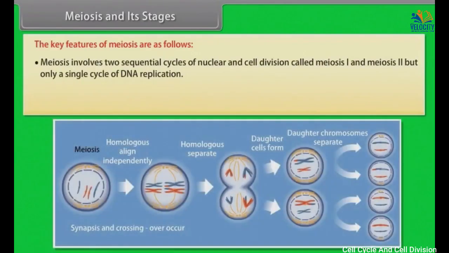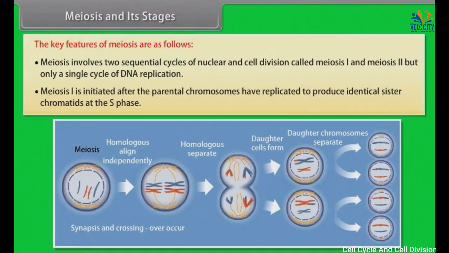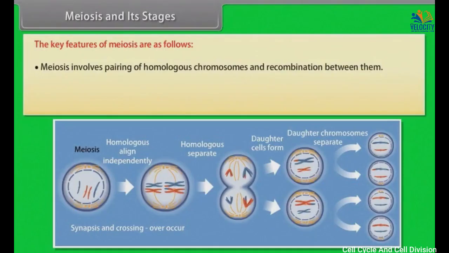The key features of meiosis are as follows. Meiosis involves two sequential cycles of nuclear and cell division called Meiosis I and Meiosis II, but only a single cycle of DNA replication. Meiosis I is initiated after the parental chromosomes have replicated to produce identical sister chromatids at the S phase. Meiosis involves pairing of homologous chromosomes and recombination between them. 4 haploid cells are formed at the end of Meiosis II.